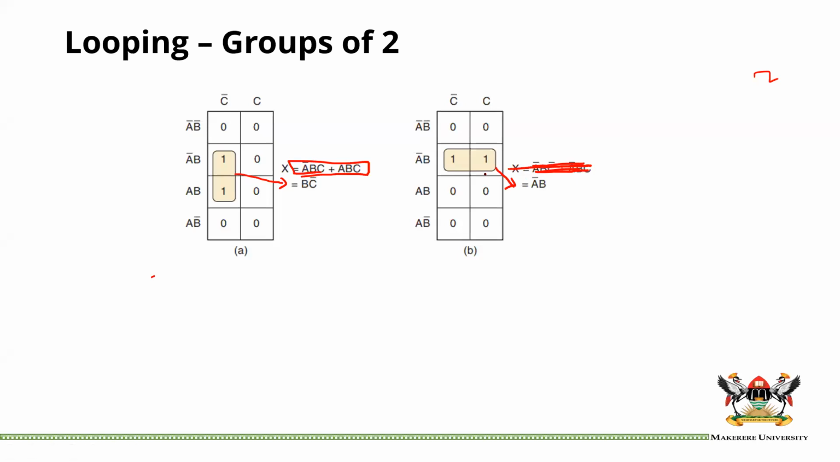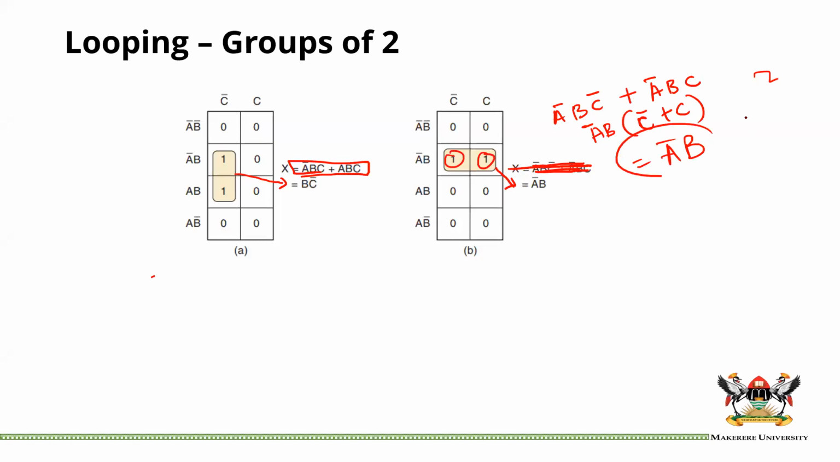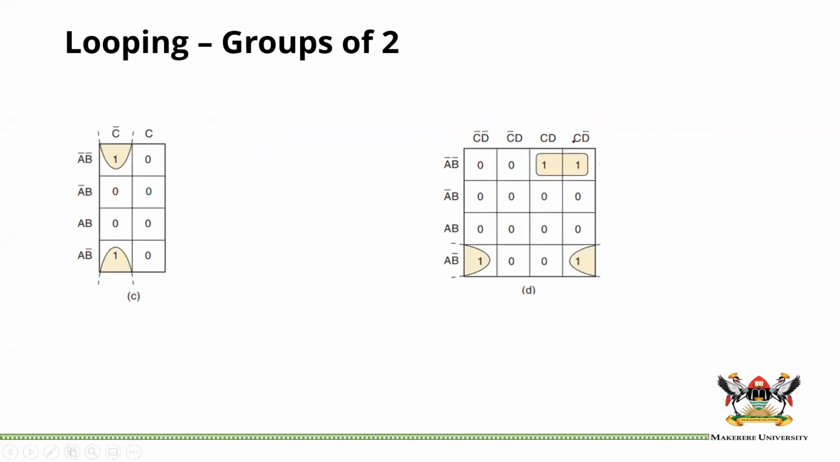It's like saying this one corresponds to A inverse B, C inverse, and that one corresponds to A inverse B, C. And you can see that when you get the common factors, you'll end up with C or C inverse, which gives you A inverse B. So what the K-map is doing is imitating the Boolean algebra, but actually taking you straight to the final simplest equation.